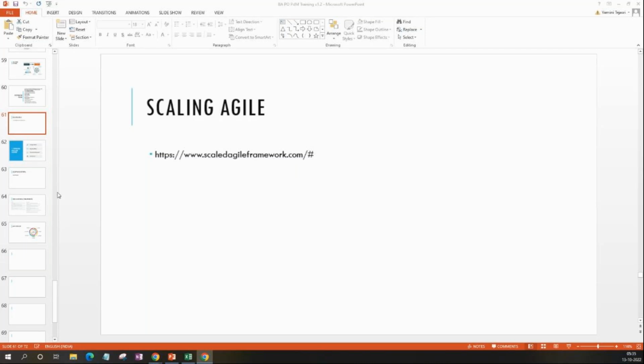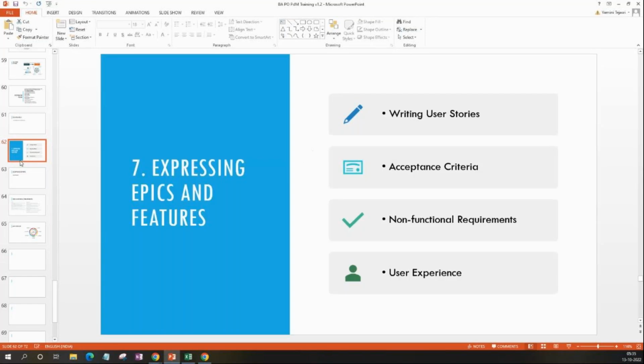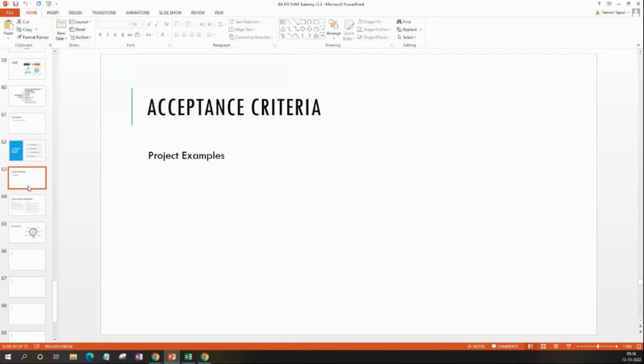We'll go to the next module where we'll learn about a few other things related to our user stories. Anyway, we have written a good number of user stories. We know how to do that. Same case with acceptance criteria. We have already written a good number of acceptance criteria. Let's try to understand what non-functional requirements are and what user experience is.